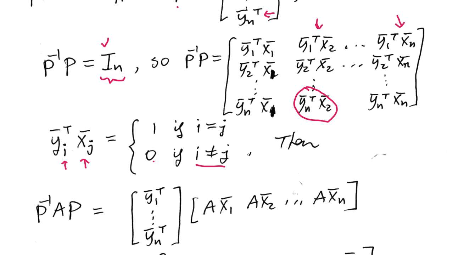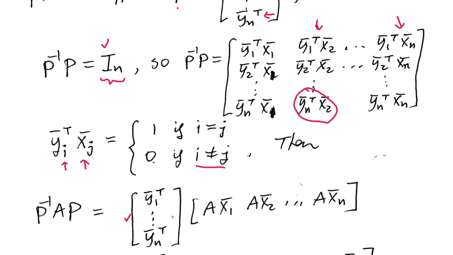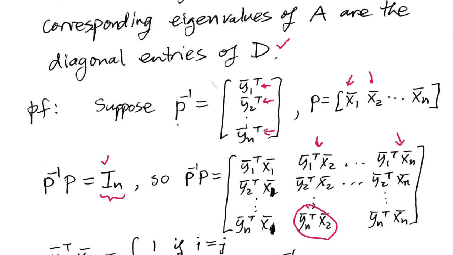If I go back to P inverse A P, then what I've really got here is my P inverse, and then A P. If I take the matrix A times P here, you see what I'm going to do is just go what?